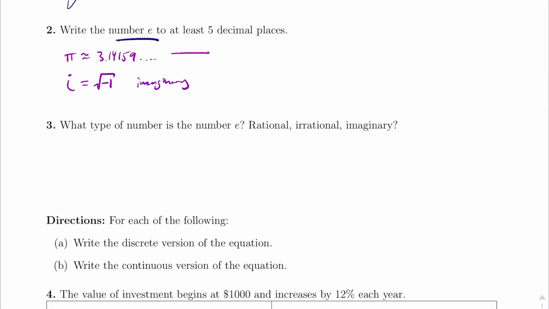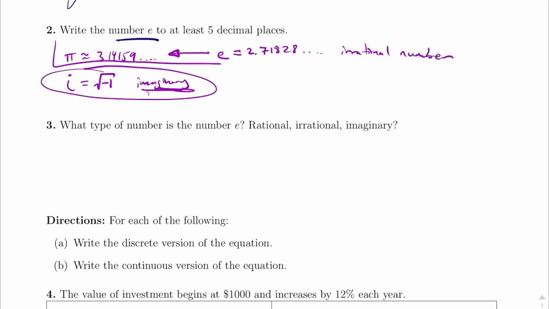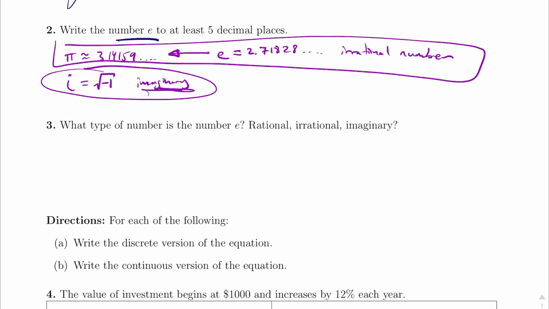e was actually more similar to pi when we learned about it today. e is a decimal that goes on forever without repeating. And e is approximately equal to 2.71828. And then there's no pattern to the digits, so it is an irrational number just like pi. Notice that we're talking imaginary for i, and then these two are irrational numbers.